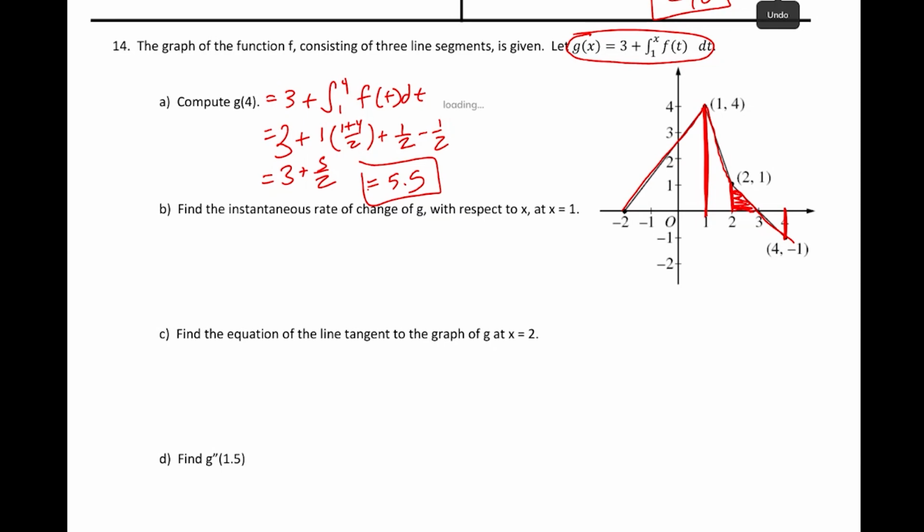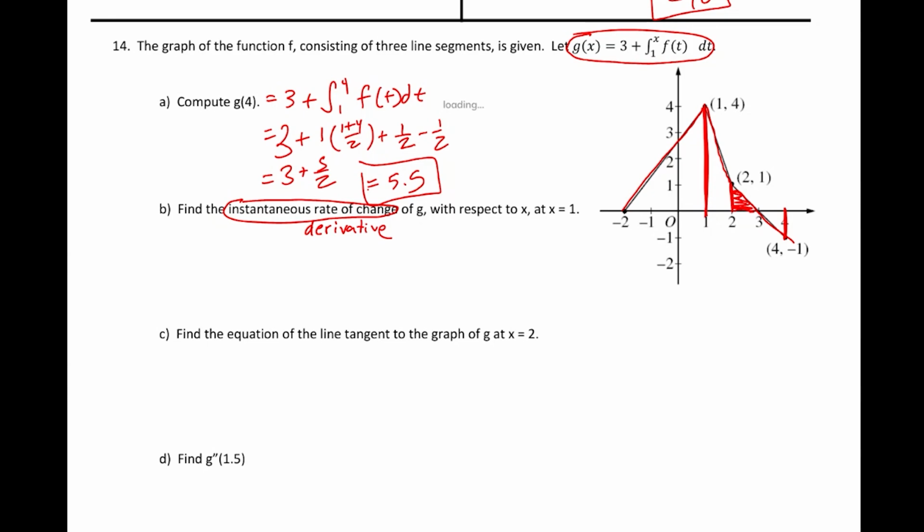Part B, find the instantaneous rate of change of g with respect to x at x equals 1. This is kind of a long-winded way of saying we want g prime of 1. It's been a while since I worded a question quite like that, but when you see that instantaneous rate of change, that means derivative. Let me just make a note of that. Instantaneous rate of change, that's a key phrase that's saying, hey, find the derivative.